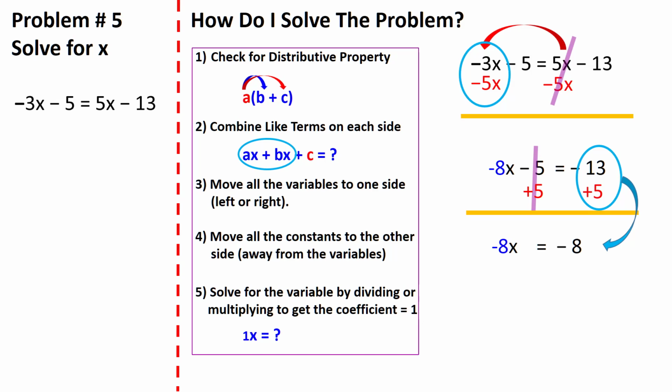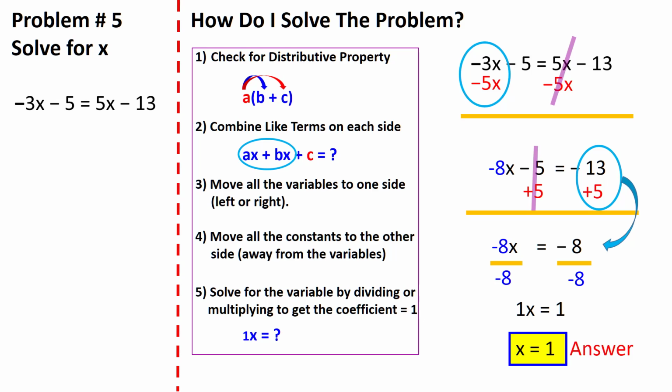Step 5. Solve for x. I will divide both sides by negative 8. Next, I simplify. I get 1x equals 1. The answer is x equals 1.